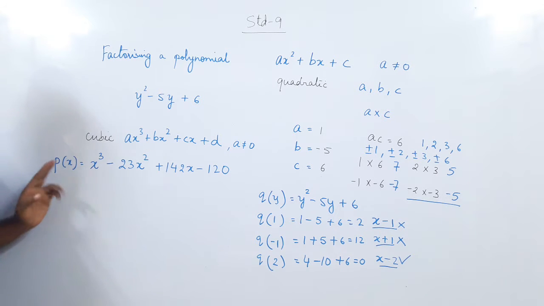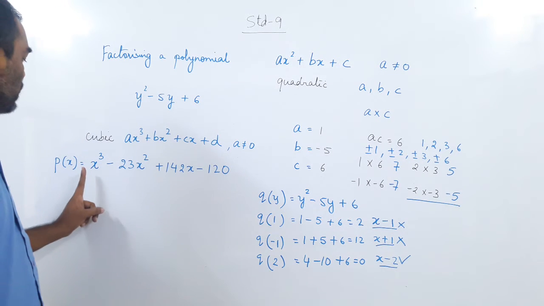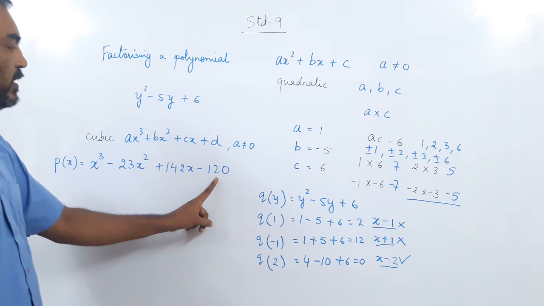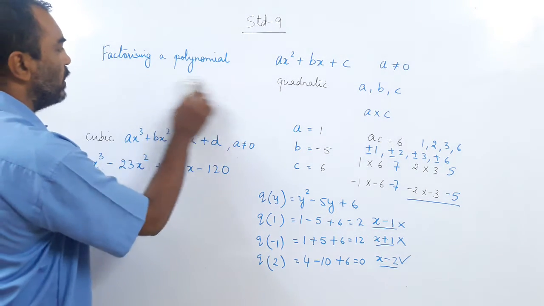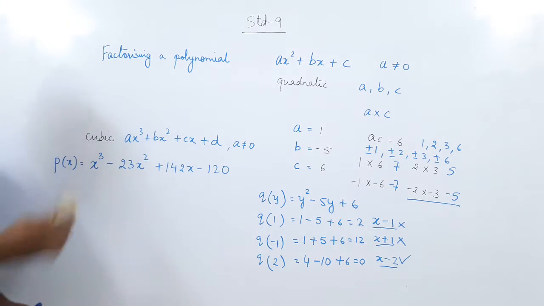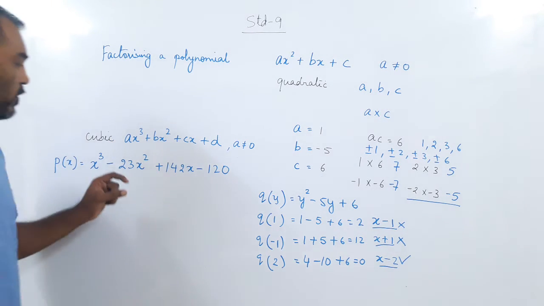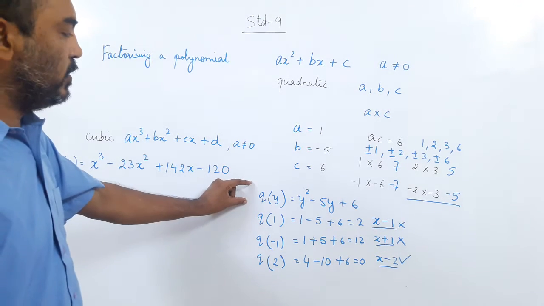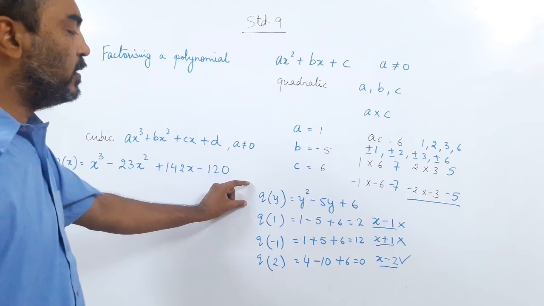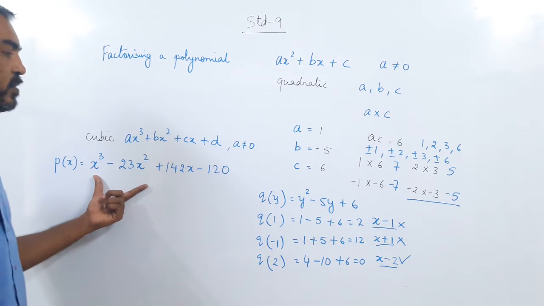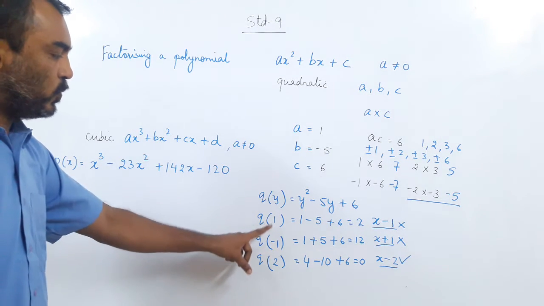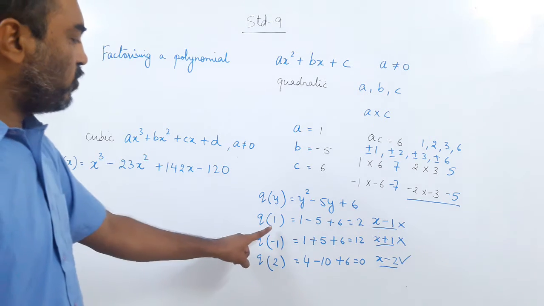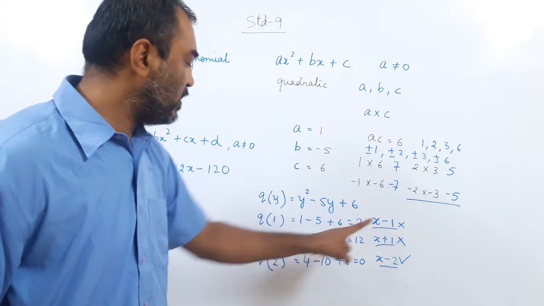But this time I will take a into d. What is a? 1. What is d? 120. So a into d is 120. Now because it is 120, what should I do? I should write down the factors of 120. Here we are making use of the fact that this was a quadratic polynomial. I know how to solve that by splitting the middle term, but for this sum there is no such method. So the first step is the remainder theorem. You put the values and see which is a factor. So if q of 1 is 0, then x minus 1 is a factor.